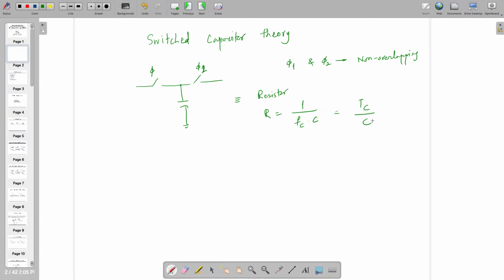So this can be done using a simple switch cap circuit, but whenever you are adding switches and all these things, you are inviting lots of problems, right? One of the problems is called charge injection, which we already talked about maybe last time.